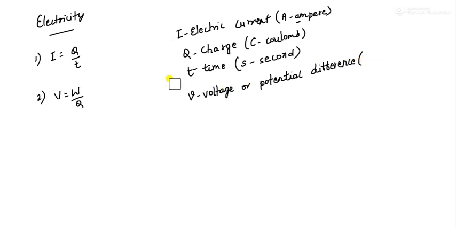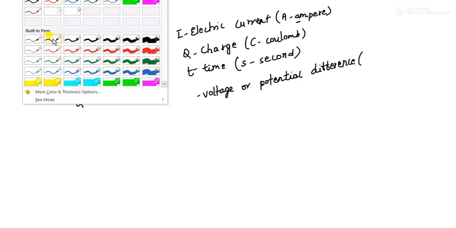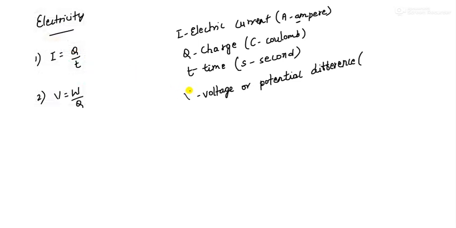And this is capital V. Its unit is volt, and you have to write it in small letters. W is either work done or the energy required; the unit of both is joule. And Q is once again charge, and its unit is coulomb.